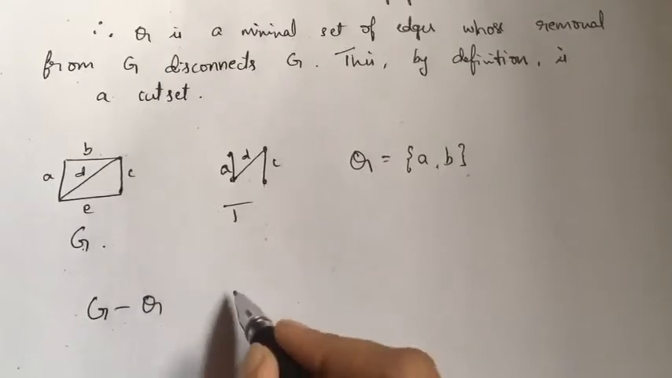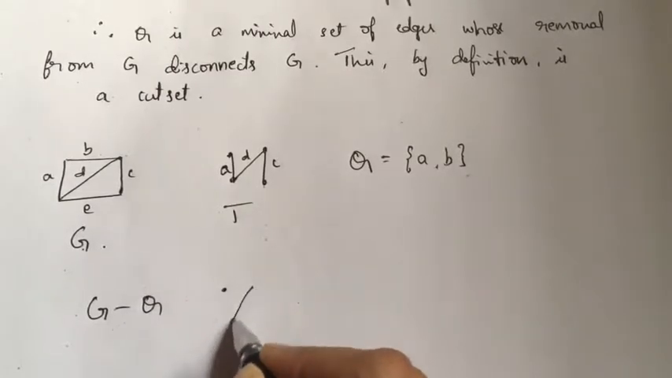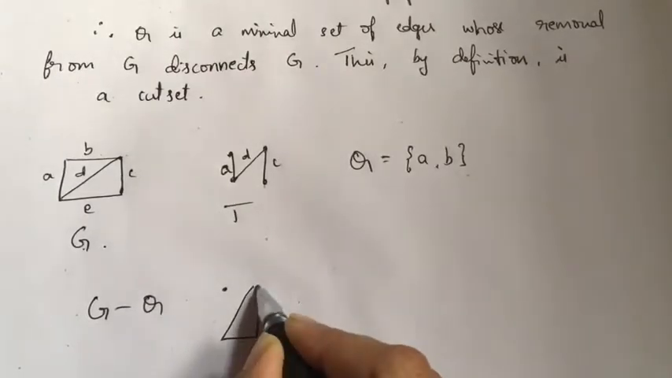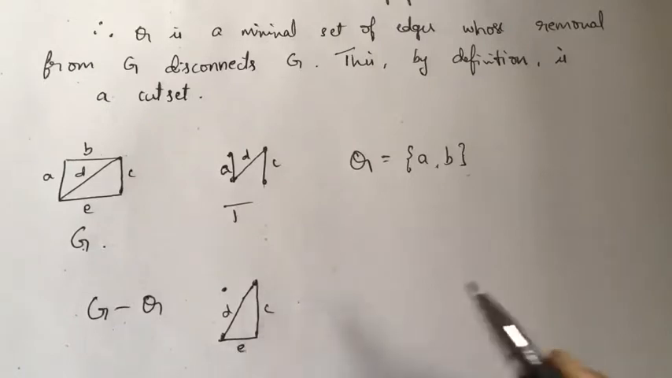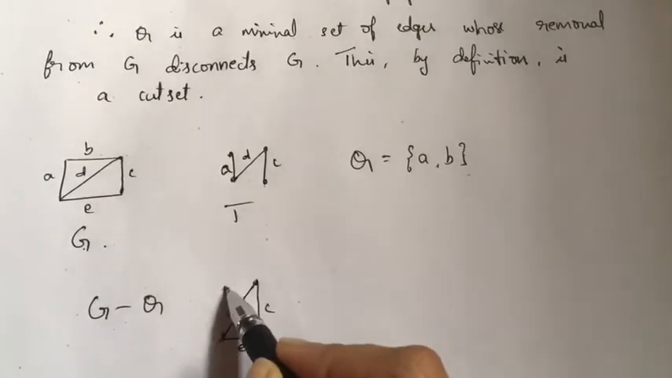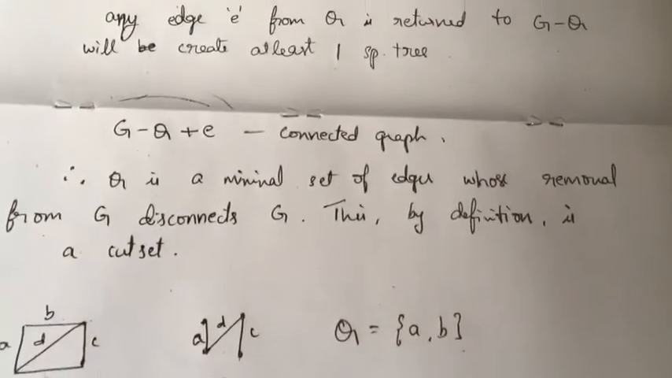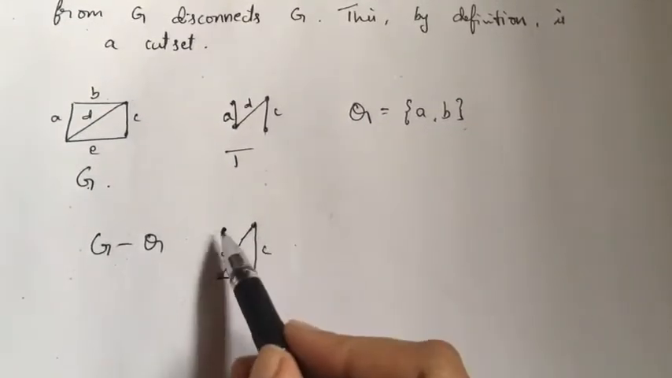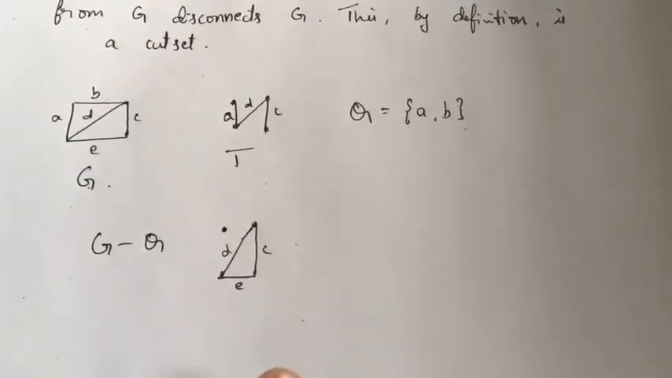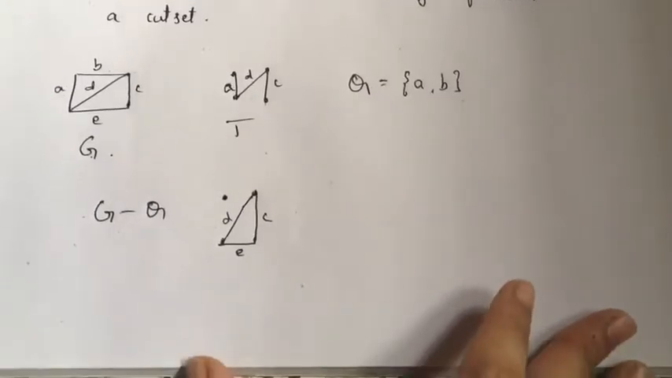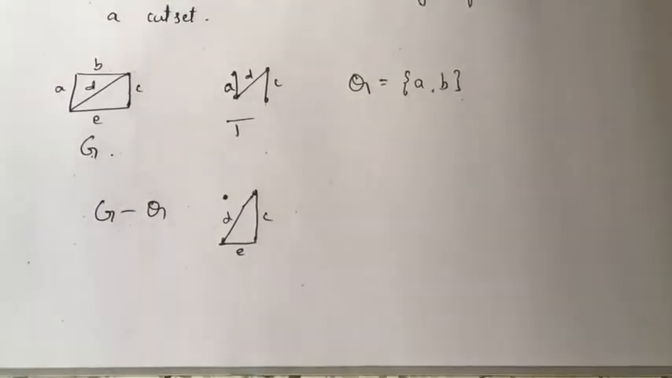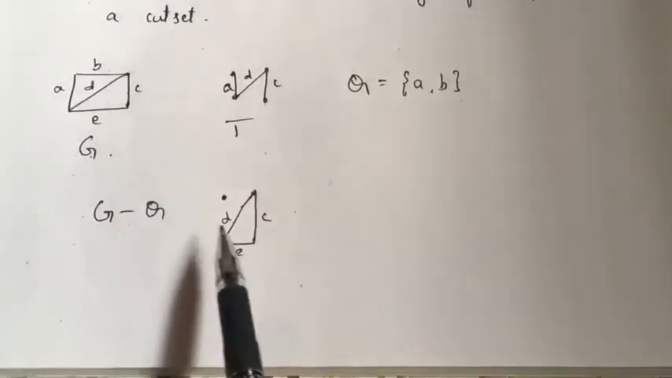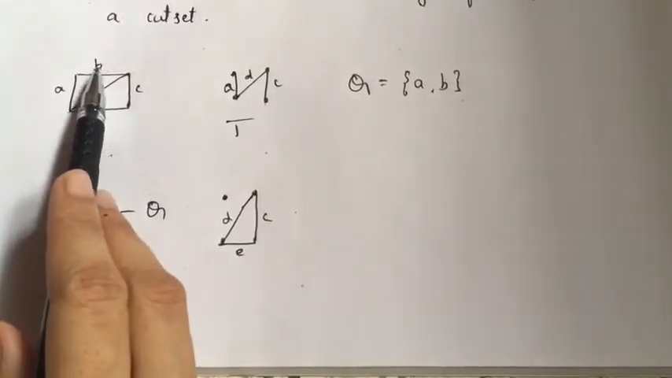Okay, so G minus Q looks like this. D, C and E. In fact it is a disconnected graph. G minus Q is a disconnected graph in which one component has only an isolated vertex. So it looks like this now, G minus Q. If I take any edge, say E, that edge is B here.